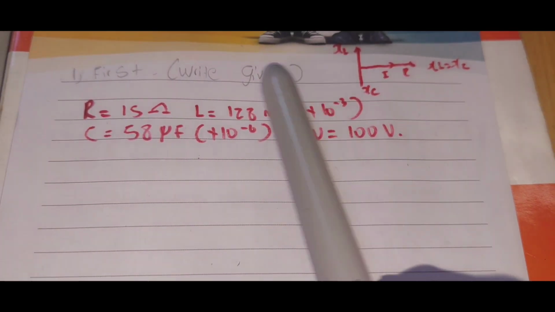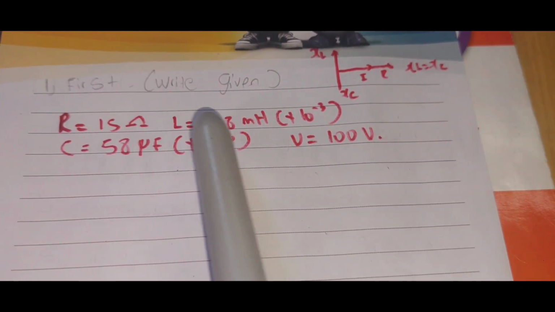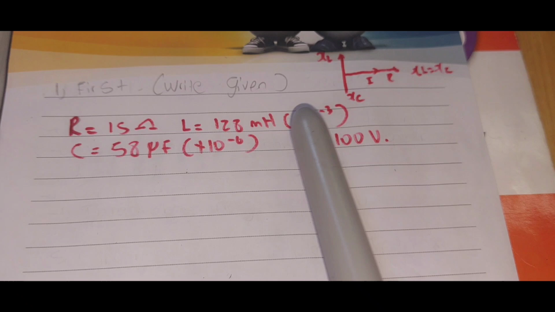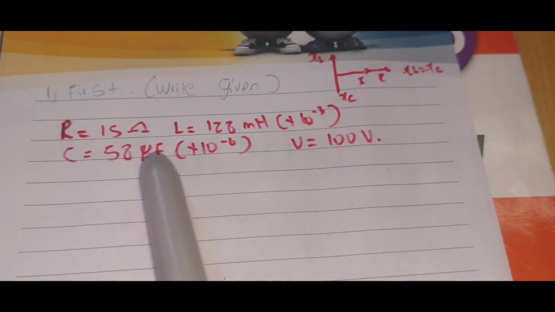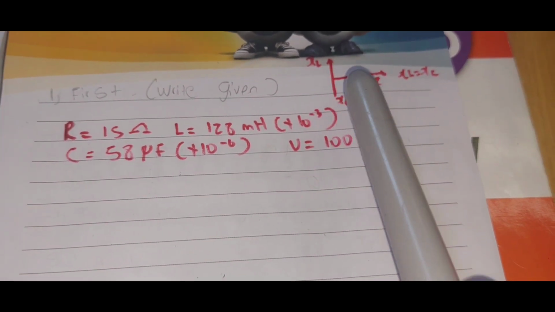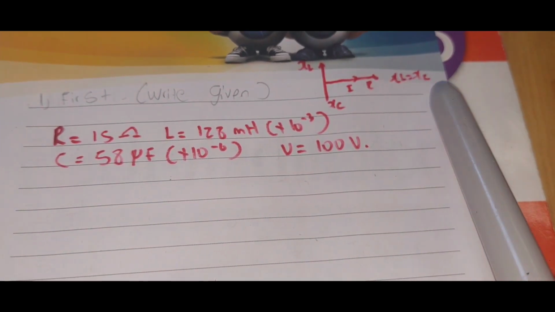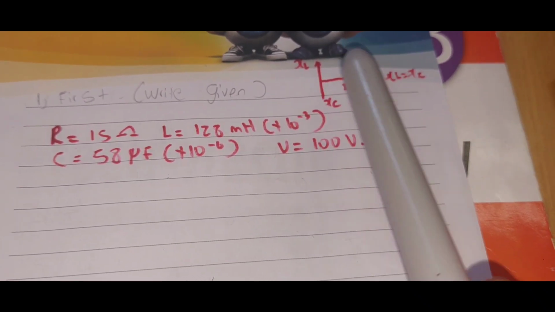First we write the given. Always start with the given, in which the resistor is 15 ohm and the inductor is 128 mH. m stands for 10 to the power of negative 3, µ stands for 10 to the power of negative 6, and the voltage is 100 volts, guys. And we know that's the phasor diagram in which everything is equal.